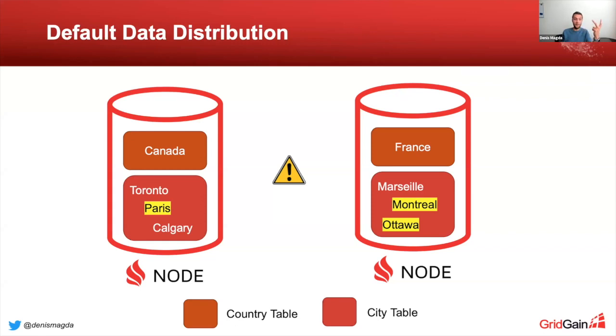I see that a couple of Canadian cities, Toronto and Calgary, are stored together on the same machine where I keep the primary record of Canada as a country. But Montreal and Ottawa are stored on a different machine. And the same I can say about the cities of France. I have Paris, I have Marseille. Marseille is stored on the same node where I have the record of France, but Paris is on a different node. And the warning sign here suggests that that's not a critical error. It's not the end of the world. That might be a totally correct situation for your use case.